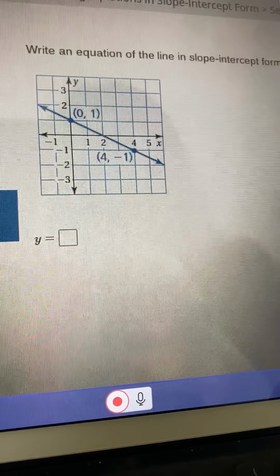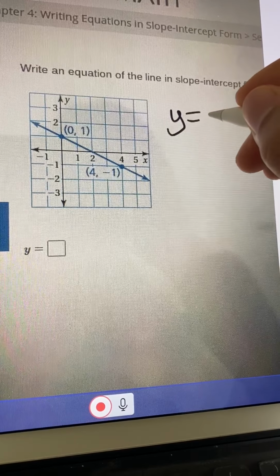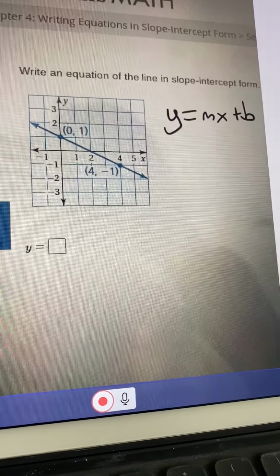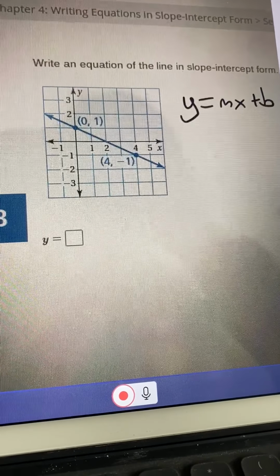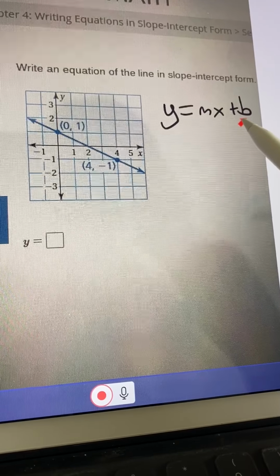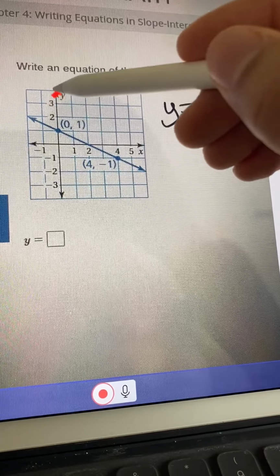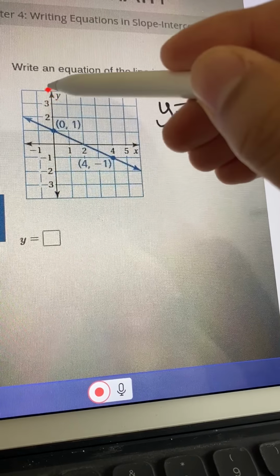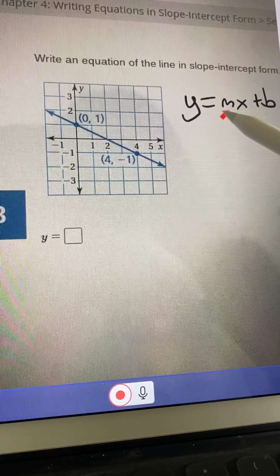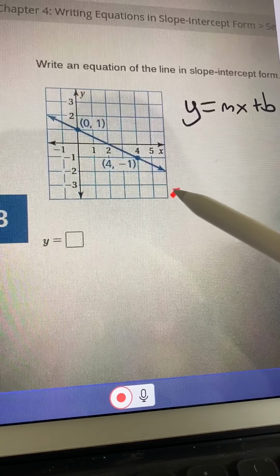All right, so they want slope-intercept form, which is y equals mx plus b. So that's where you start, slope-intercept form. Remember, this b is your y-intercept, so that's where it crosses the y-axis, and m represents your slope, how much you either go up or how much you go down.